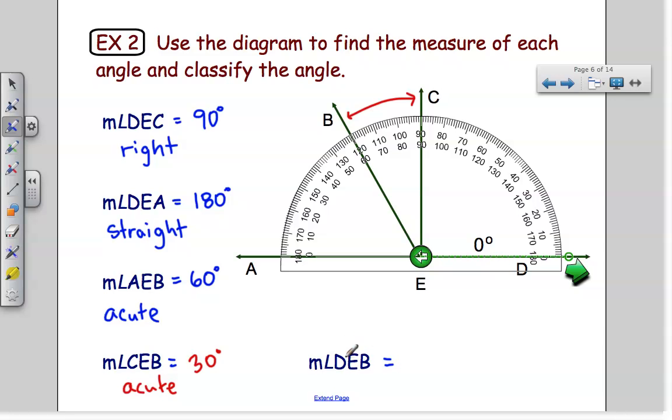And finally, what's the measure of angle DEB? Start at D, go to E, out through B. This time, since I'm starting at D and going out through B, I'm going more than 90 to end up here. So I'm going to pick the obtuse number, more than 90, which is 120 degrees in this case, from D to E to B. So using protractors, talking about types of angles there.